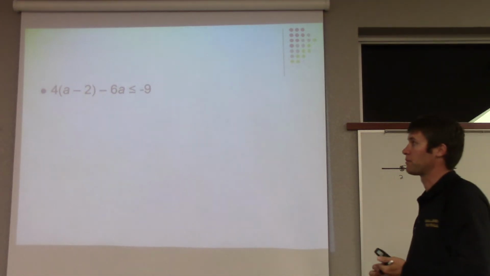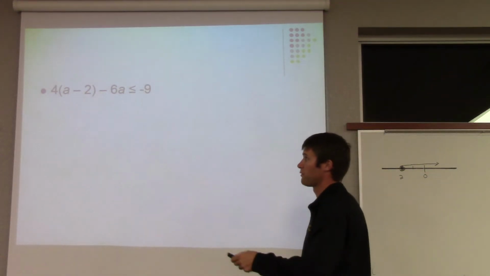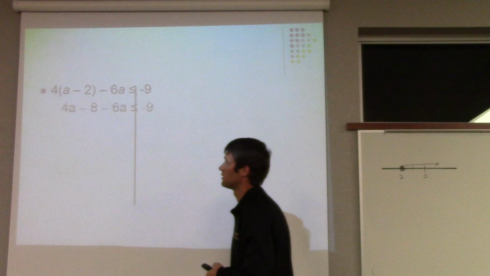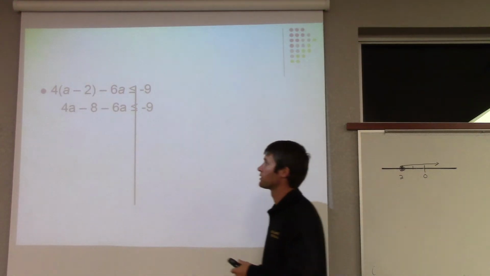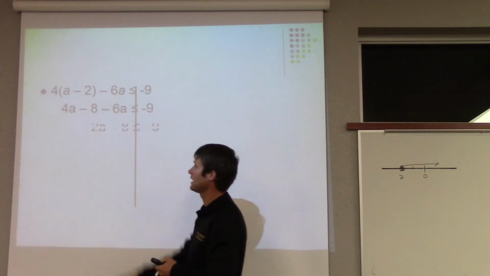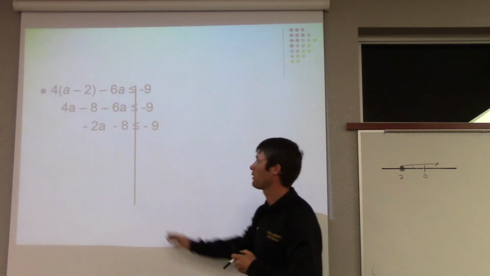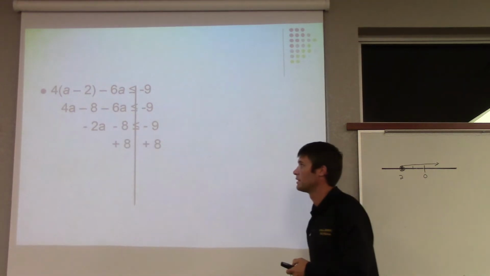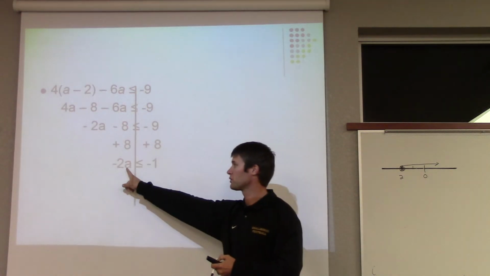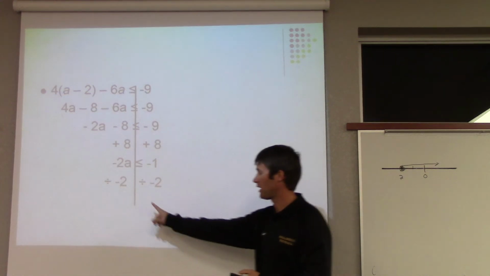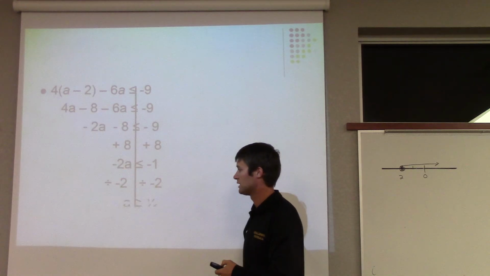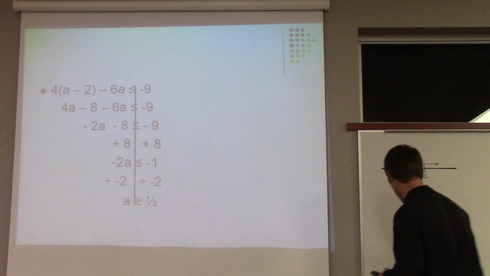Now we use the distributive property. So we go ahead and distribute the 4: 4 times a and 4 times negative 2. Now we want to combine like terms. So we have 4a minus 6a. So 4 minus 6 is negative 2a, minus a. Now we want to get it by itself. So add 8. Negative 9 plus 8 is negative 1. We have negative 2, so we need to divide by negative 2. Again, if I divide by a negative number, we're going to flip the sign of our inequality, and we'd have 1/2. A is greater than or equal to 1/2.